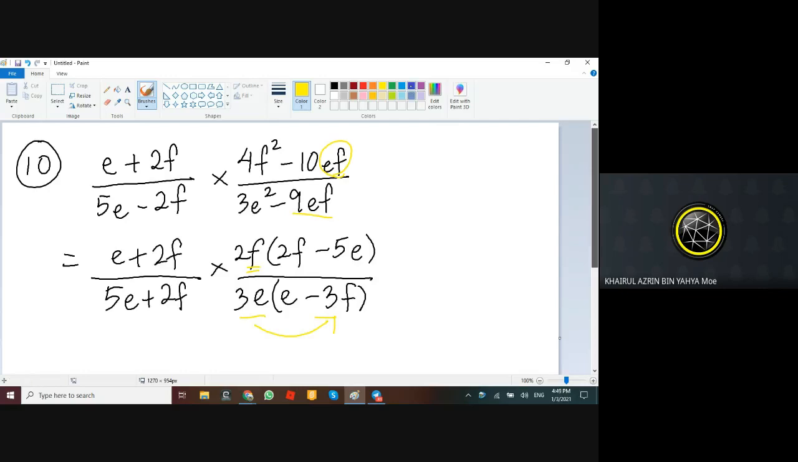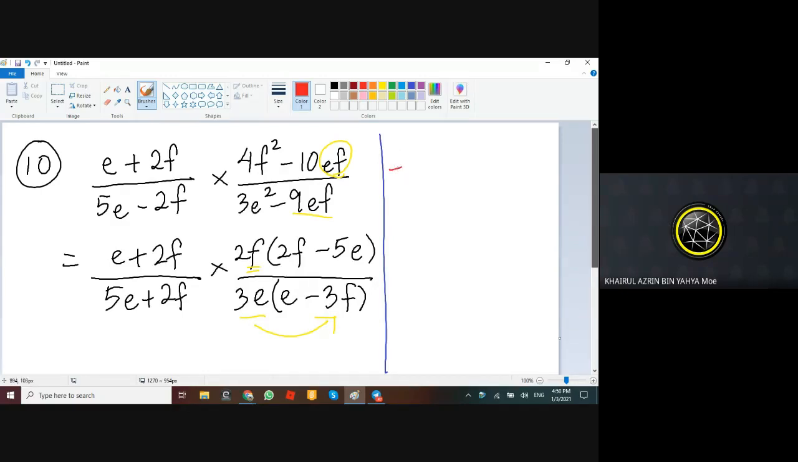Okay. Now, I continue here. Can we eliminate anything? Eliminate, can or not? 5E. Oh, yeah. I think we cannot eliminate anything. E plus 2F cannot. E minus 3F. F. Okay. In this question, we cannot eliminate anything. Cannot. So, the answer is quite long.